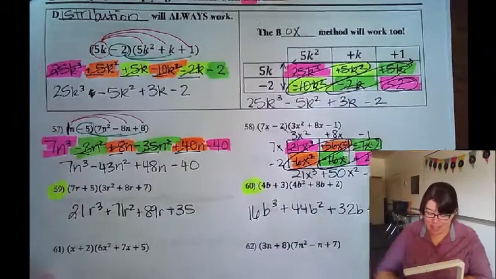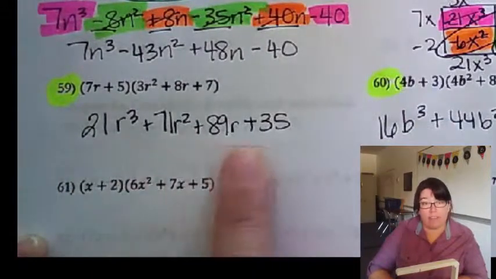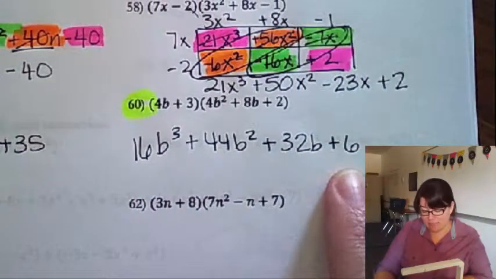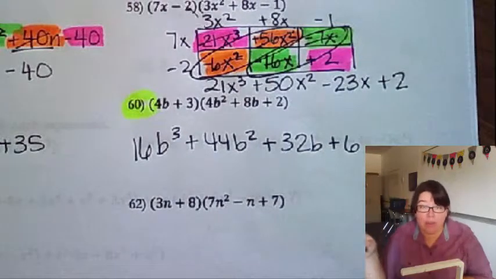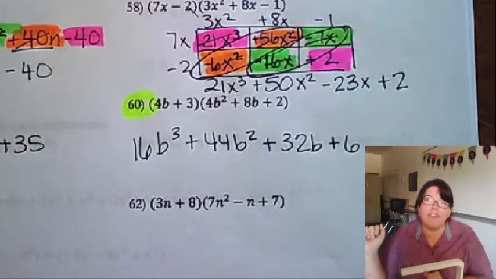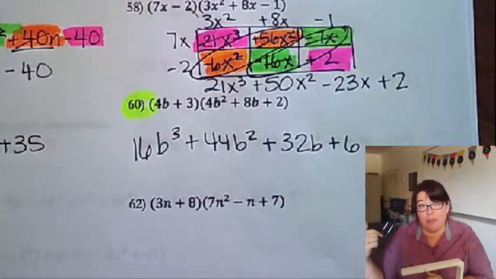How'd you do? This is the answer that you should have had for 59, and this is the answer that you should have had for 60. Now, if you got those and you feel pretty comfortable, go ahead and finish the rest of the page on your own. If you still feel kind of shaky and you want to see a few more examples, take a look at part 2, where I will do the next few problems with you.